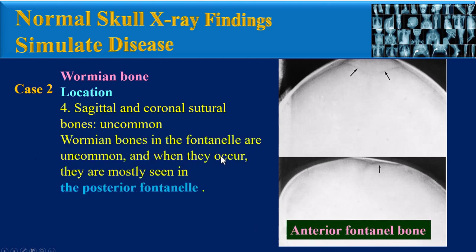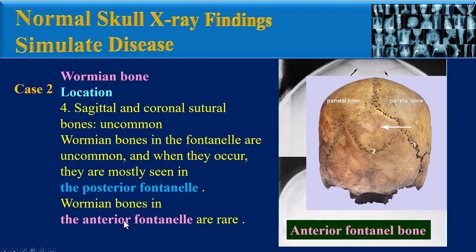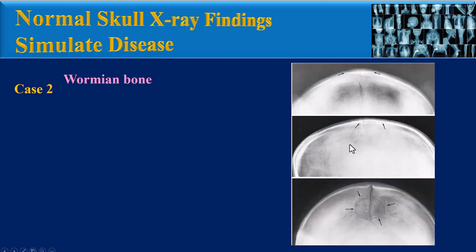Wormian bones in the fontanelle are uncommon, and when they occur, they are mostly seen in the posterior fontanelle and, as I explained, known as the lambda bone. Wormian bones in the anterior fontanelle are rare. Now, we can review a few cases of anterior fontanelle bone.